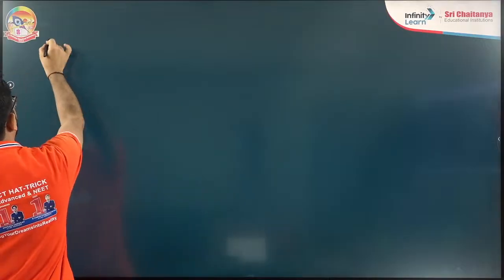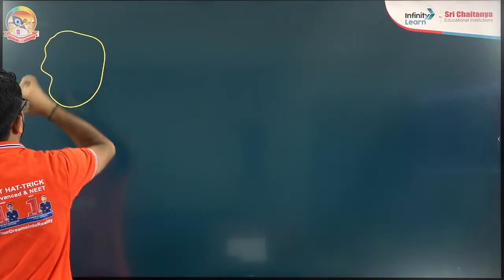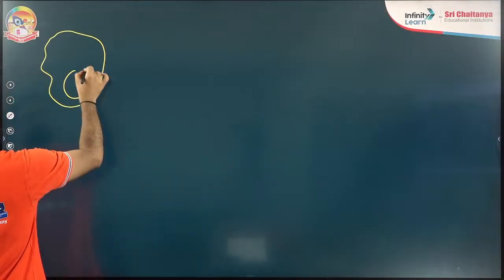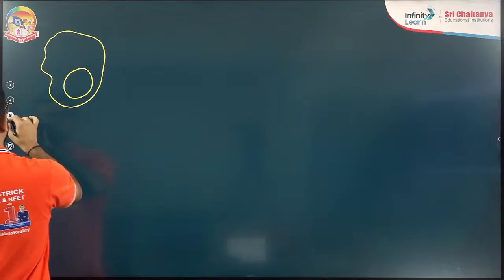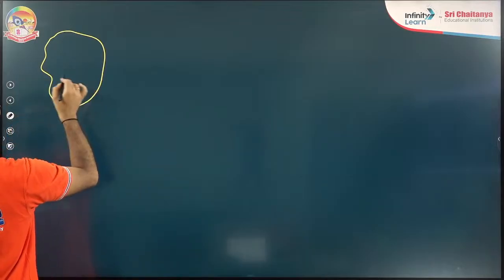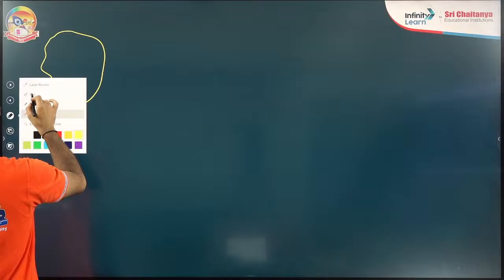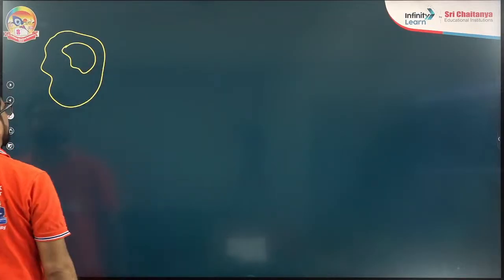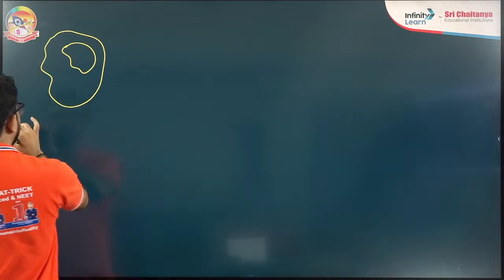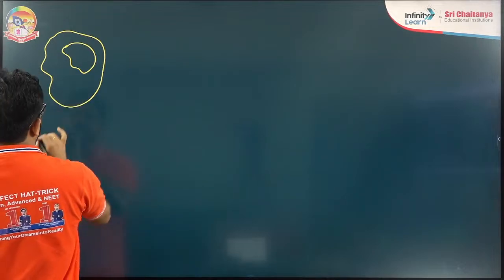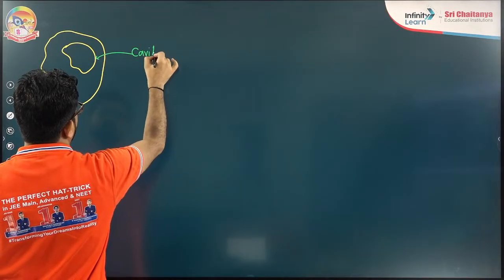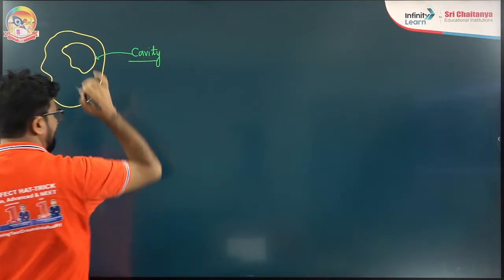Now any other student can say, sir, not understood. Suppose this is any general conductor, and in this conductor you are putting one cavity. It is not necessary that this is a symmetric shape, it is any general cavity. Just be focused. This is the cavity.